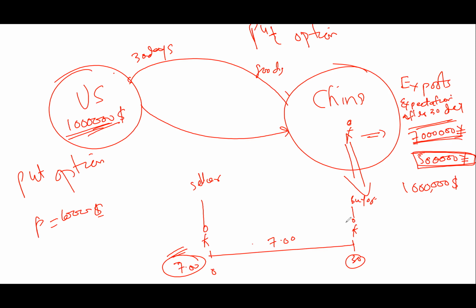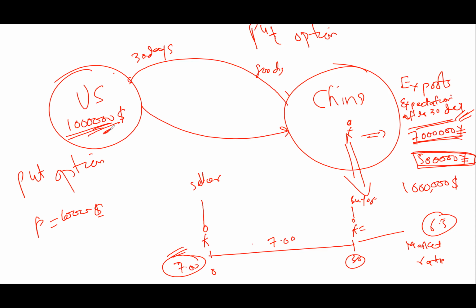After 30 days, what if your prediction comes true? It's 6.5. The market rate is 6.5. You will give $1 million to this buyer because this is your right, and you make him obligated. It's your right, and he will give you 70 million yuan, or he can give you the balance.